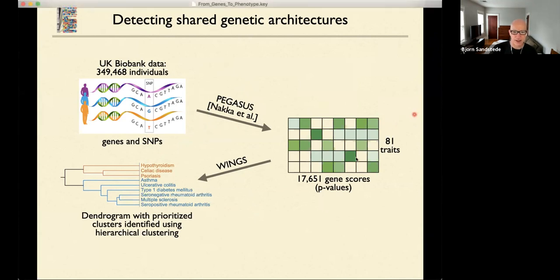And so what we eventually get is, for each of the 81 traits, a long row vector of the approximately 17,000 genes that we looked at. And these p-values range between 0 and 1. What we would like to do now is to identify from these data whether we can cluster diseases together based on shared genetic architectures.